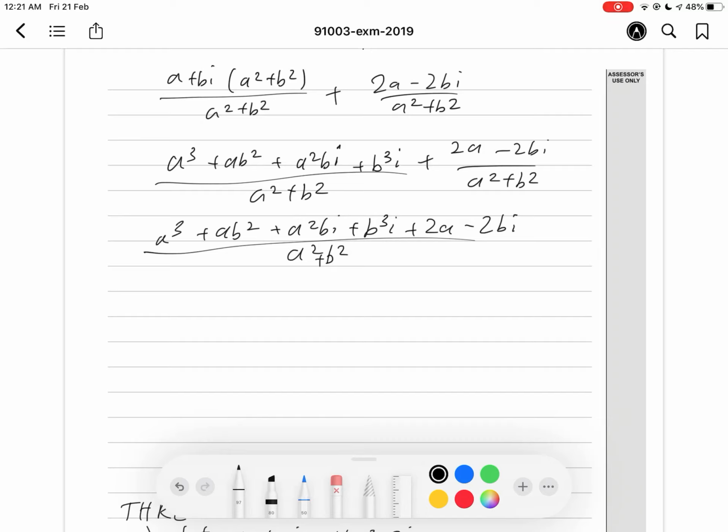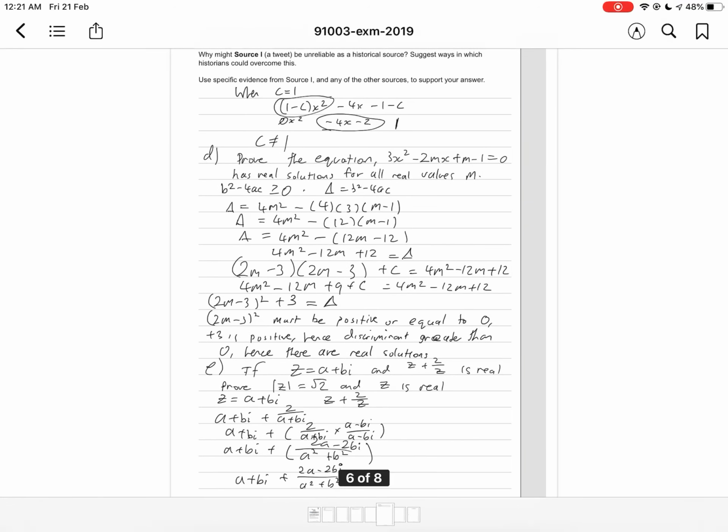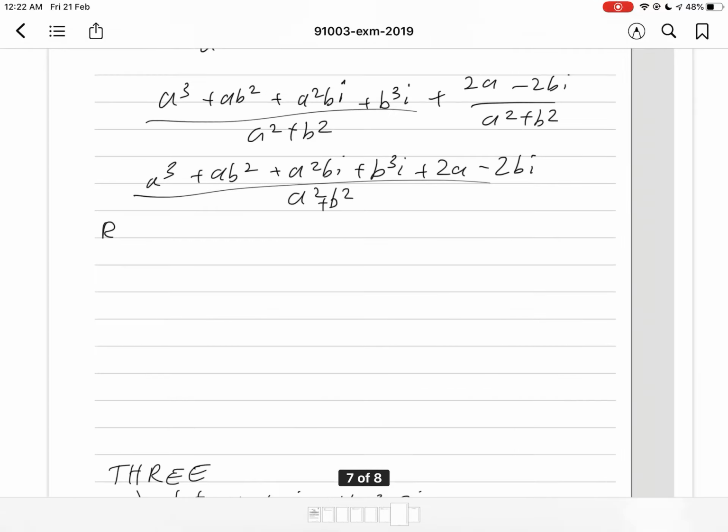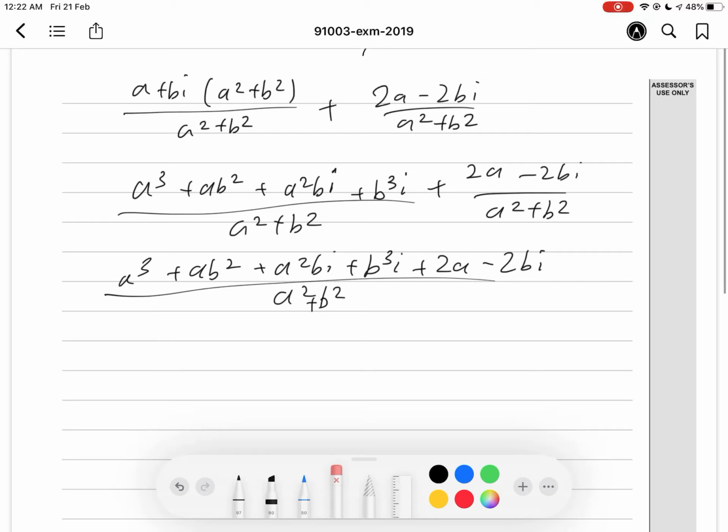Okay, so a lot of people get stuck on this stage. However, one important piece of information we have is that z plus 2 over z is real. So therefore, the imaginary part of this z plus 2 over z must be equal to 0. There's no imaginary part, therefore it's real.